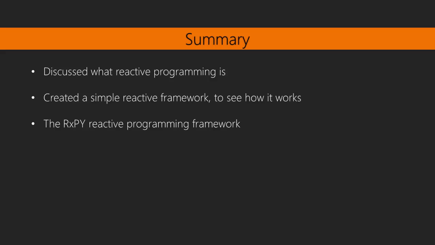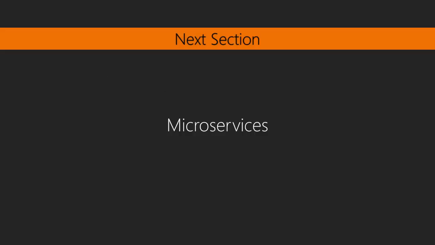In this video, we looked at the reactive extensions for Python, used them to re-implement our zoo demo, and looked at some of the broader possibilities of the framework. In the earlier videos of this section, we discussed what reactive programming is and implemented a bare-bones reactive framework to help us get a handle on the concepts. In the next section, we'll look at microservices, which are very small server processes that are meant to work together to create the desired result.